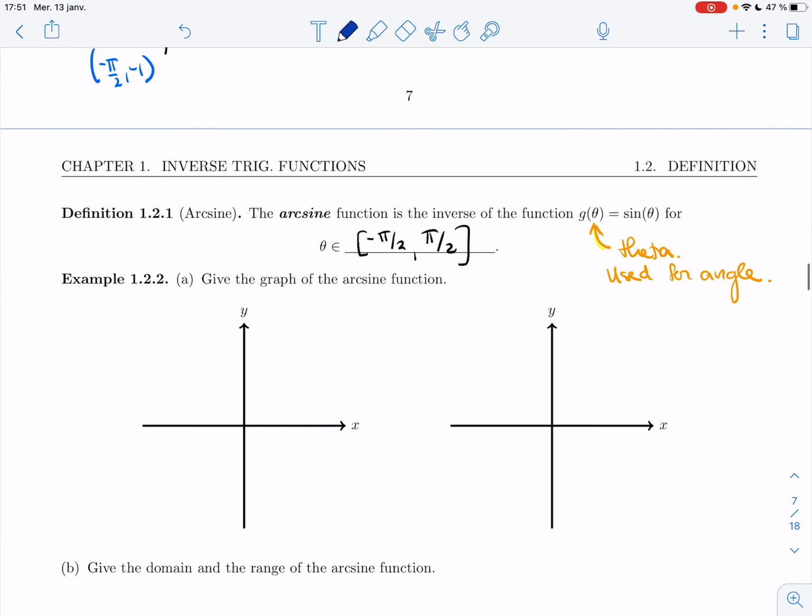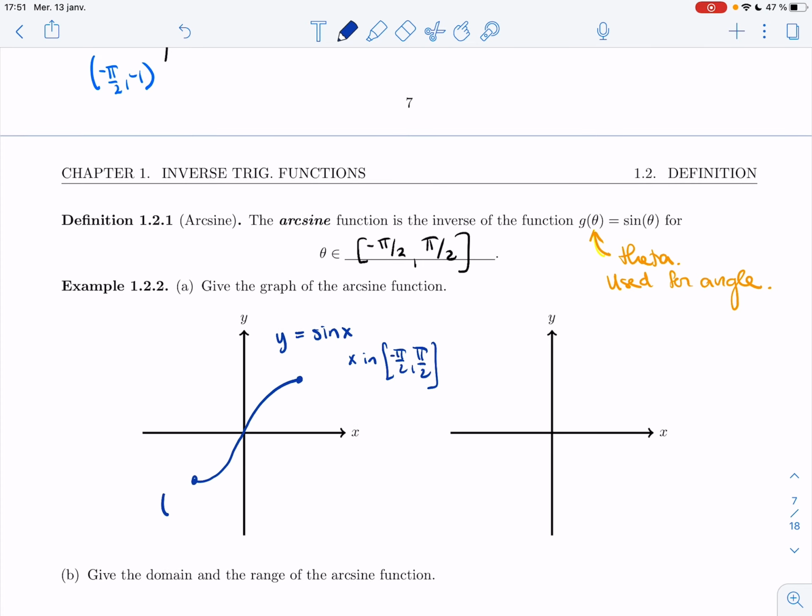All right, so now that we've defined it as an inverse function, we will be able to find a graph for it. Let me remind you of the graph of sine that we're looking at. This is sine of x for x in [-pi/2, pi/2]. This point here is (-pi/2, -1). This one is (0, 0). This one is (pi/2, 1).